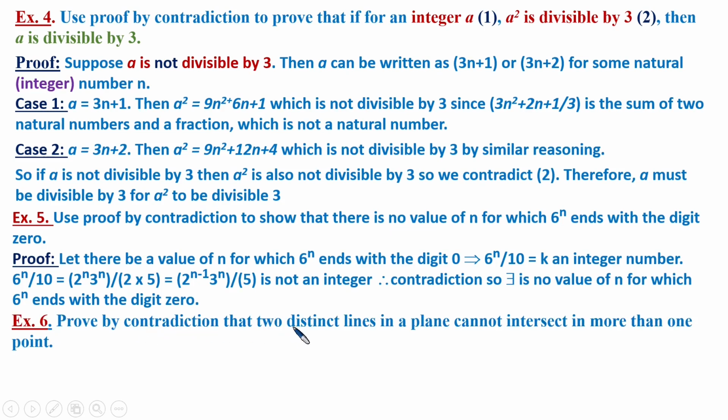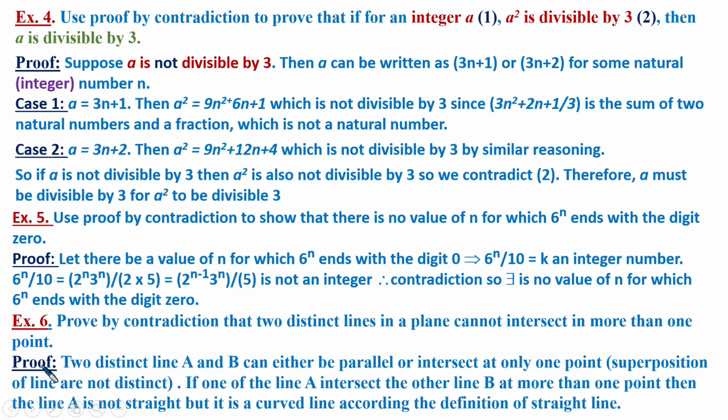Exercise 6. Prove by contradiction that two distinct lines in a plane cannot intersect in more than one point. So we know that two lines can either be parallel, or they will intersect at one point, or they will coincide. So here how do you prove?